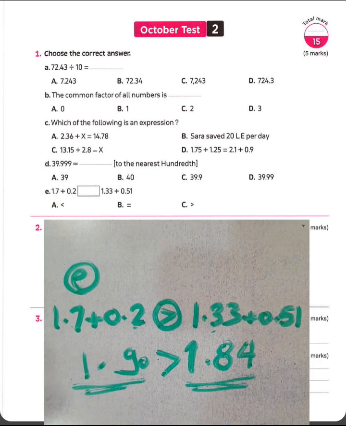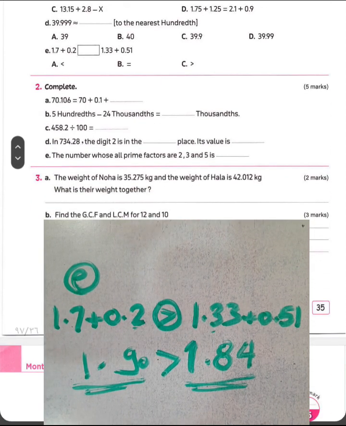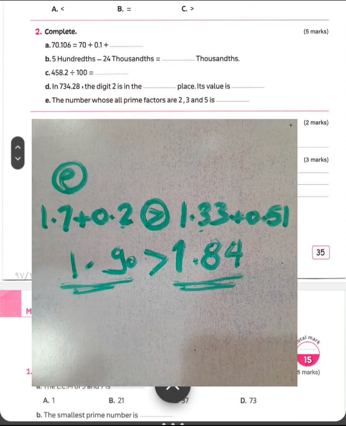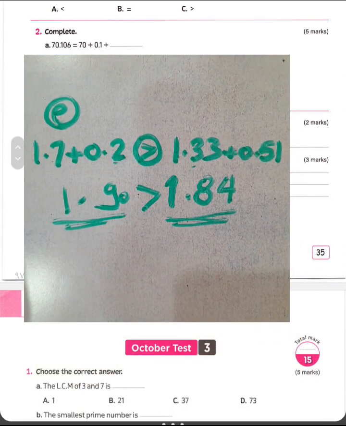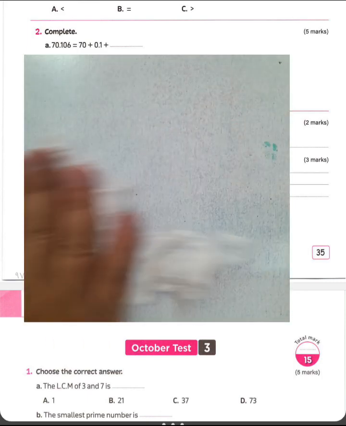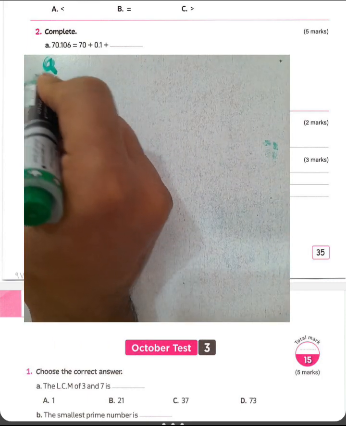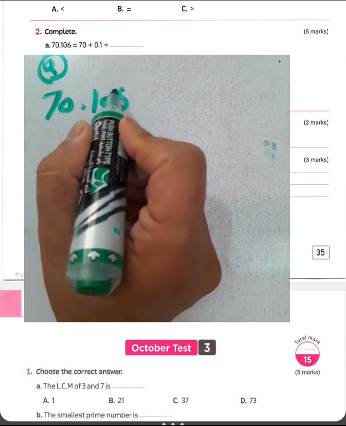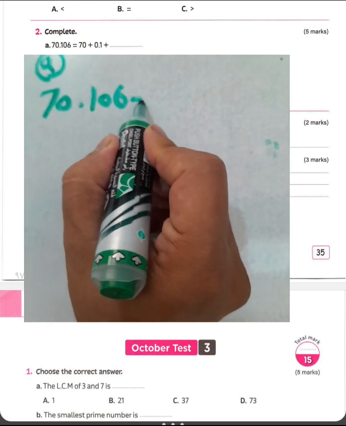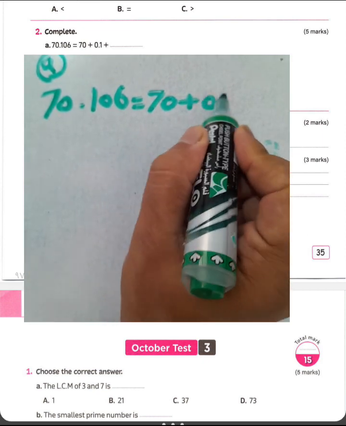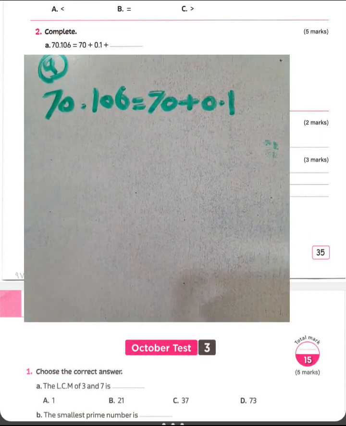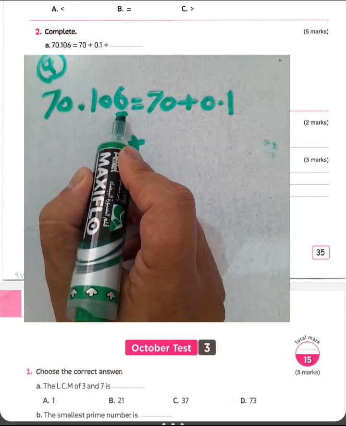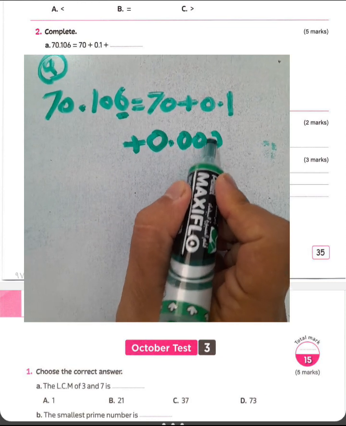Okay, question number 2. Letter A: 70 and 106/1000 equals 70 plus 0.1 plus what? We have here 6 in what? 1,000, right? 0.006.